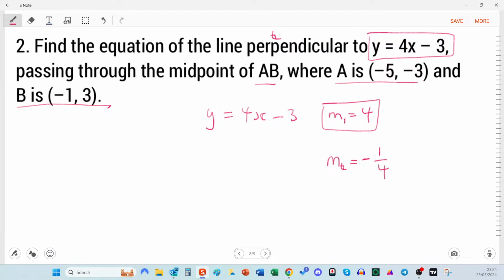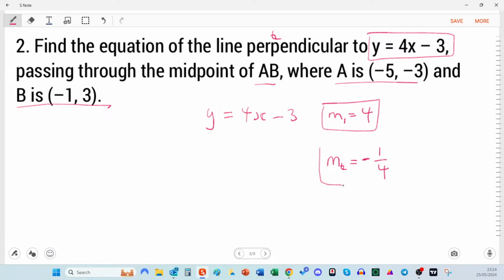-1/4. Now in previous videos we've looked at what a reciprocal is. For numbers, it's just 1 over the number. For fractions, you flip them upside down. And so we also add the negative. Kind of makes sense. If one's going this way, it's positive gradient. The other one has to be a negative gradient going this way. So it's the negative reciprocal.